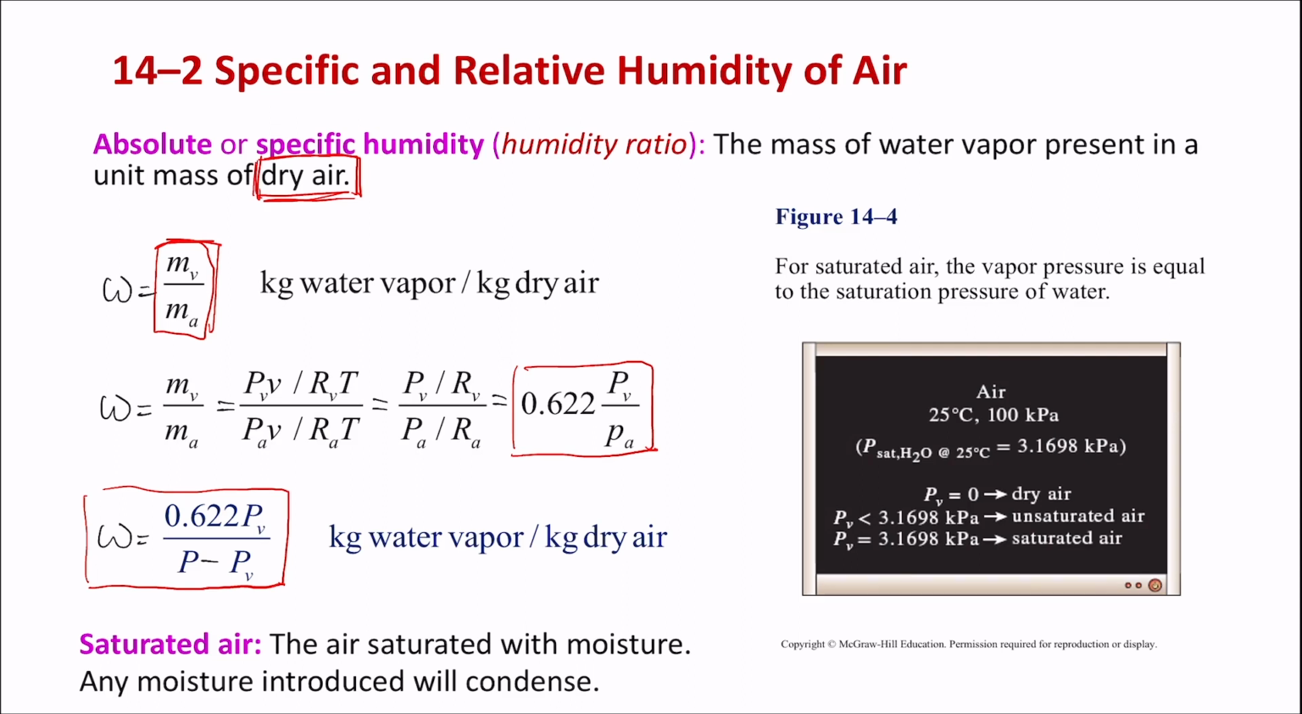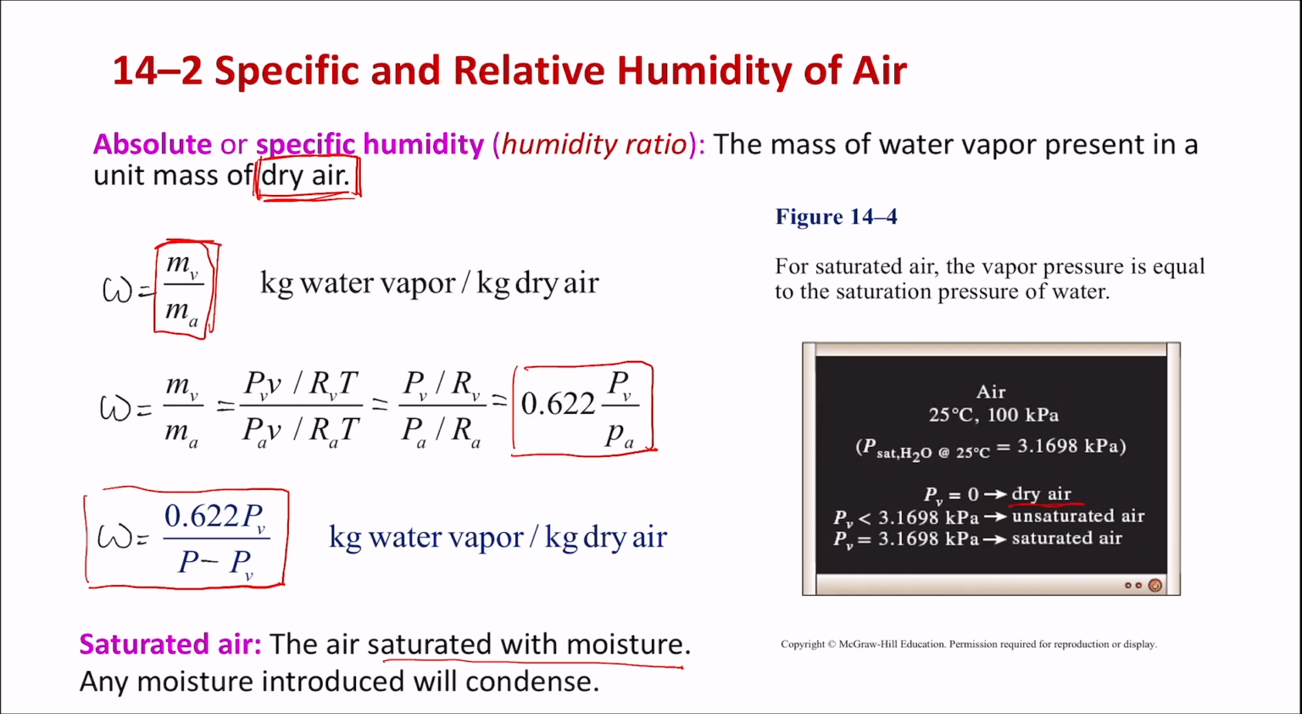When we call the air saturated, that means the air cannot hold any more water vapor. It's saturated with moisture, and if you add any more water, it will condense. It will not stay in the vapor form. So then we call this air saturated. And the picture on the right shows you what's going on.